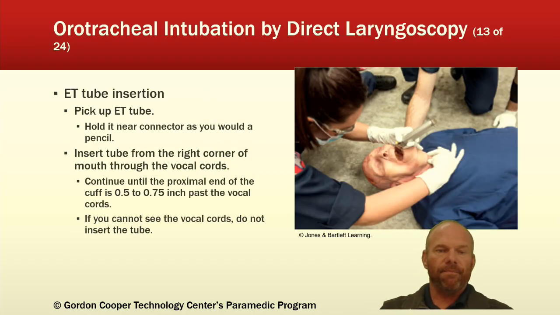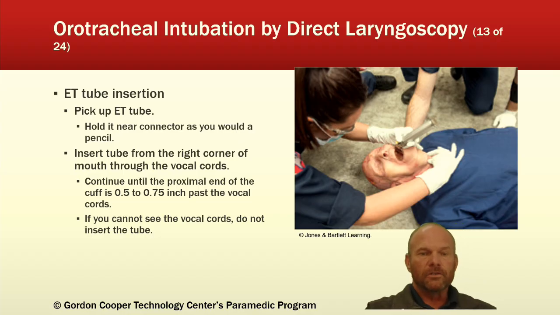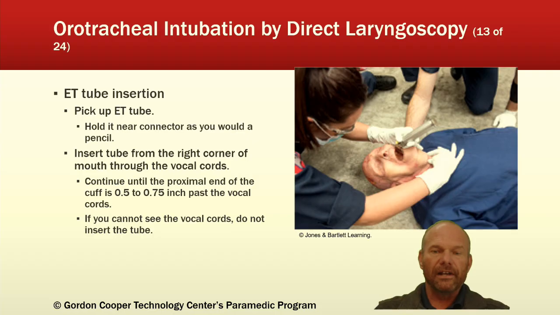Now, talking about the ET tube insertion. Make sure you have the tube in your right hand. Grip it near the connector, almost like you're holding a pencil, so you have a little bit of control. That way you're able to twist it and turn it if you need to, or guide it in a little better. Introduce the tube through the right corner of the mouth and guide it through the vocal cords under direct visualization.